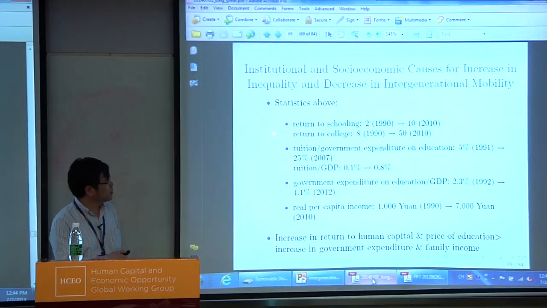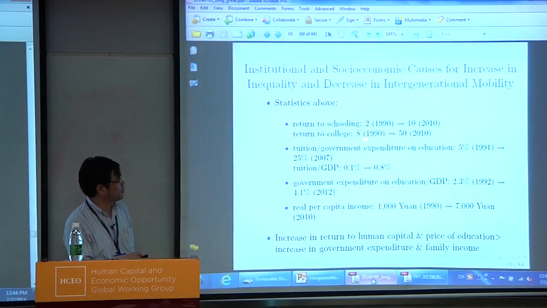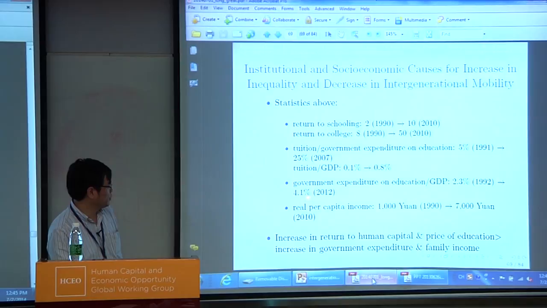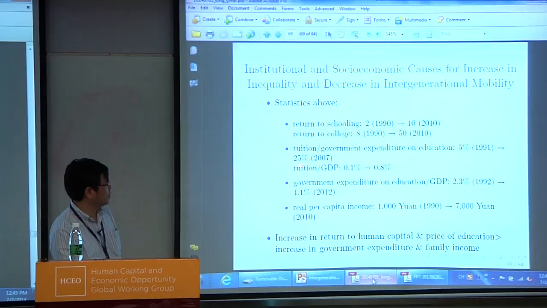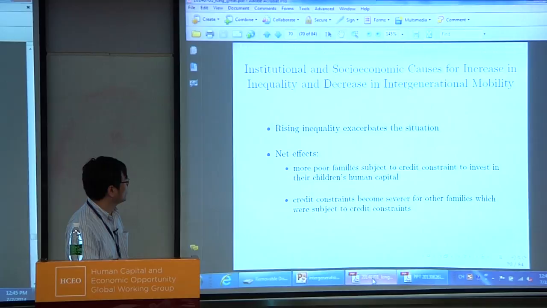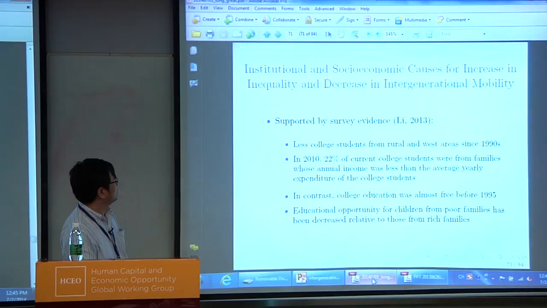Those statistics above show that return to schooling increased dramatically. Tuition cost has also increased a lot. Government expenditure on education has gone up a little bit, from 2.3 to 4.1. Income increased from 1,000 to 7,000, so that's a good change. But the tuition cost is really going up a lot. Tuition as a ratio of government expenditure on education goes up from 5% to 25%. So this income increase may not catch up with the tuition increase. The increase in return to human capital and price is greater than the increase in government expenditure and family income, and the impact, I already explained. I think I can skip that.